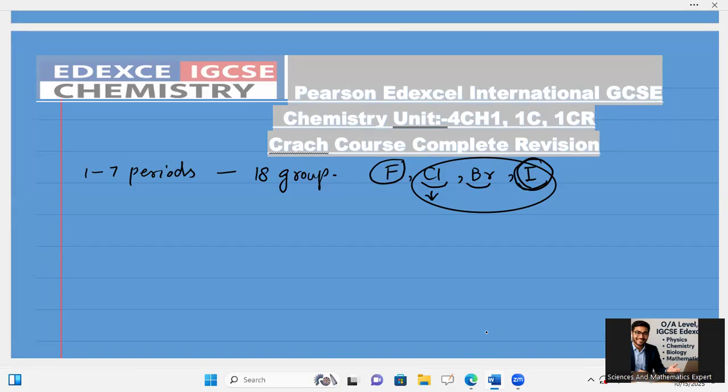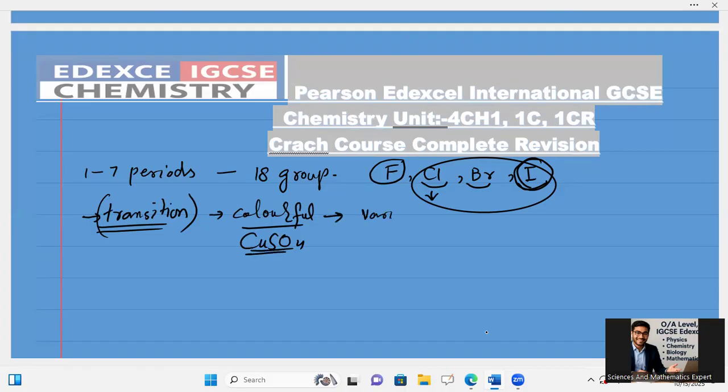And if we go for transition metals, the middle 10 groups in the periodic table, they give colorful compounds, like copper sulfate gives a blue colored compound, and they have variable oxidation states. For example, I can take Fe plus 2, I can take Fe plus 3. So it is dirty green, and it is brick red in NaOH solution.